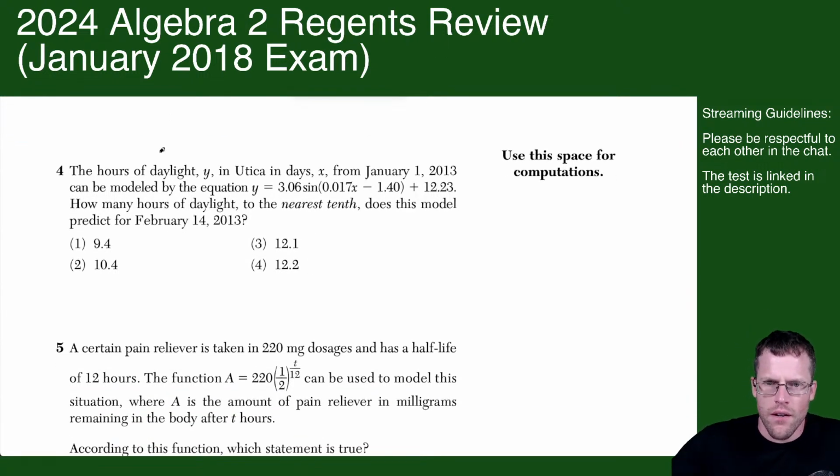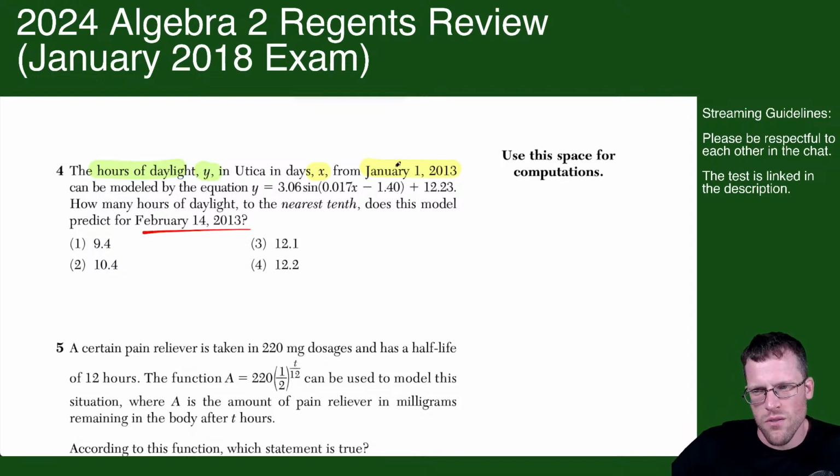So we have the hours of daylight, y. So just pay attention to that. The hours of daylight is y. And then we have in x days from January 1st, 2013, can be modeled by this function. How many hours of daylight to the nearest tenth does this model predict for February 14, 2013?